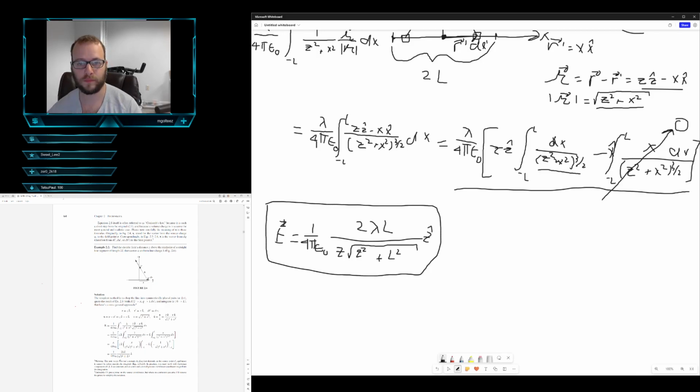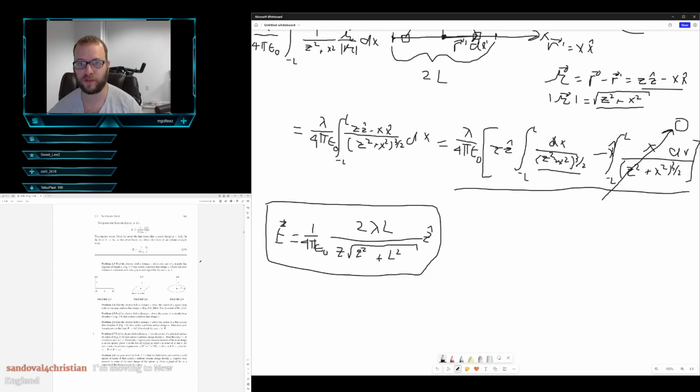So, electrostatics. First, points far away from the line. The line looks like a point charge of Q equal to 2 lambda L. If we increase the length, we have an infinite straight wire, and we see that the electric field is proportional to 1 over z. Sorry, 1 over the distance.